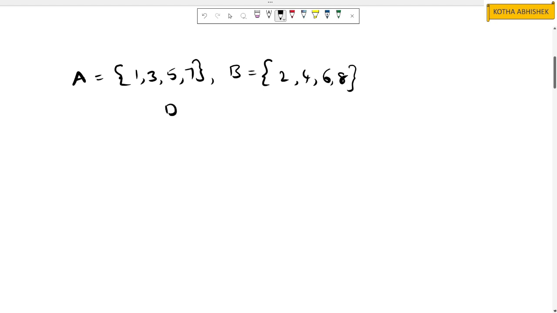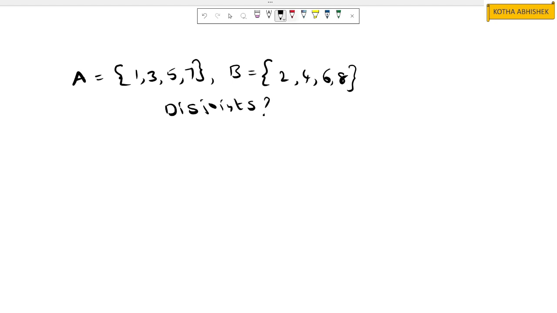We have two sets. Set A equals 1 comma 3 comma 5 comma 7, and set B equals 2 comma 4 comma 6 comma 8. Now the question is asking, are these two sets disjoint sets or not?